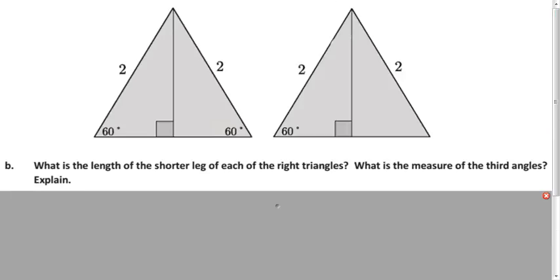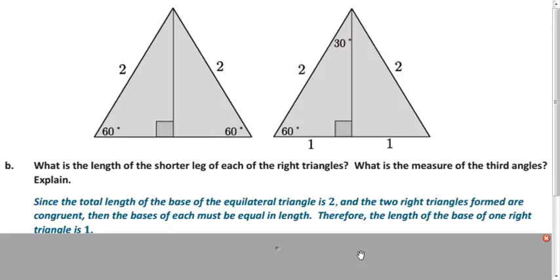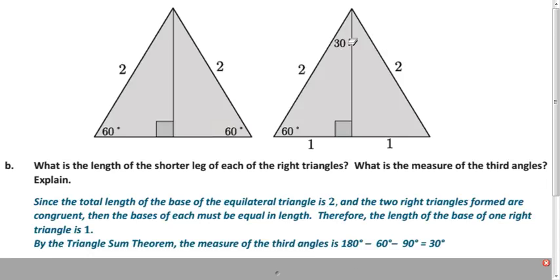So what's the shorter leg, and what are the third angles? Well, if we look at this triangle here, we know that the whole base here is 2. And since these are congruent triangles, these two legs have to be the same length. So if that's 2 and split in half, they have to both be 1. And the third angles, well, if that's 90 and that's 60, that would have to be 30, so you get a sum of 180. You could also say that you know this whole angle is 60, and these two angles are congruent, so half of 60 is 30, same answer.